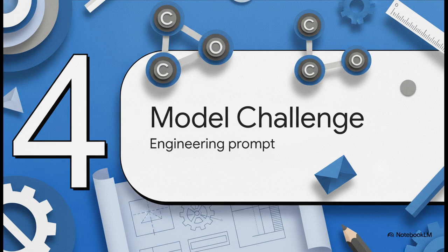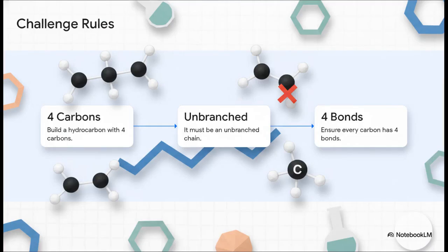Section 4, the model building challenge. Here is your engineering prompt. You've mastered the blueprints. Now, welcome to the climax of today's explainer. This is a strict engineering prompt where you get to apply literally everything you've just learned about our master building block. Here are the 3 strict constraints for your challenge.